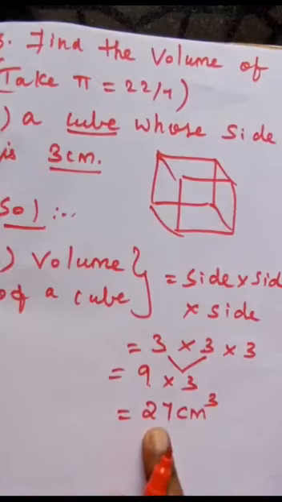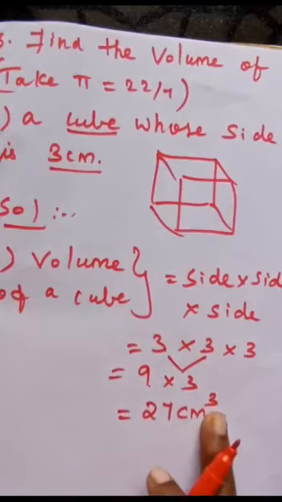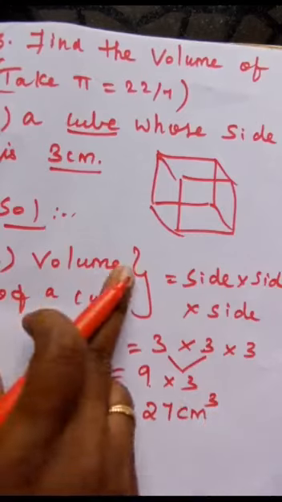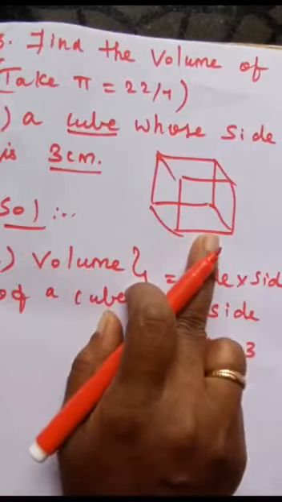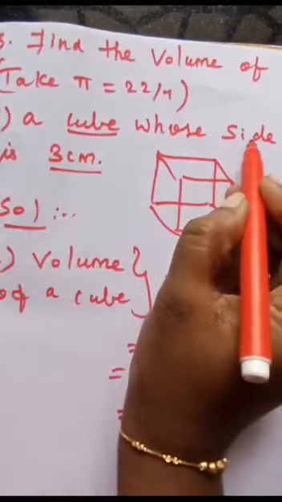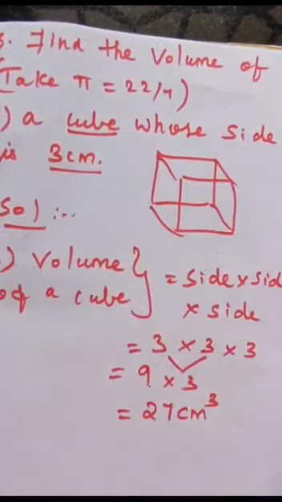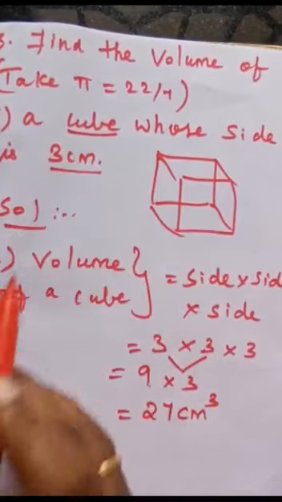So the final answer, when you are writing with unit, you should write what? Cube. The power value is not square, actually it is cube. Once again I repeat, volume of a cube. Well, you have to draw the diagram of the cube. In the question, they have given what? 3 centimeter. The unit is mentioned in centimeter.